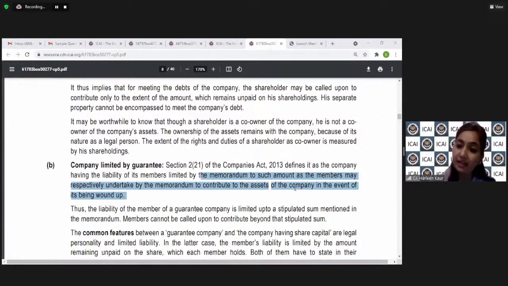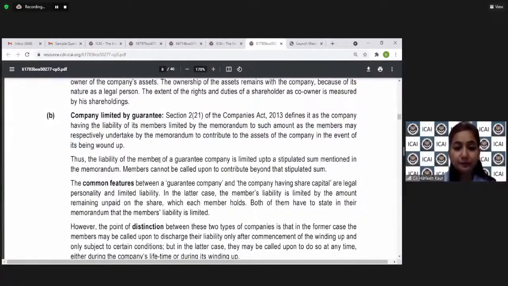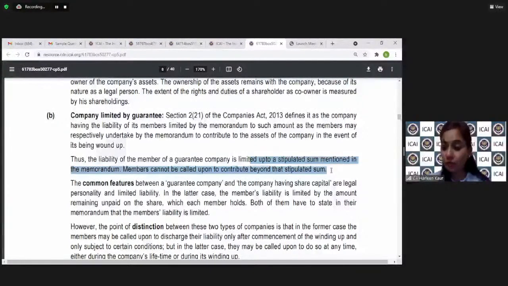Simple, guarantee में मैंने guarantee amount बता दिया, shares में मैंने amount unpaid on the shares वाली मेरी liability. Here my liability is limited only to the amount which is mentioned in the memorandum. They cannot be called to pay beyond that. So where A is saying I will only pay 10,000, you cannot say Mr. A, please come and pay 15,000. He's only liable up till rupees 10,000 up till the guarantee which he has given.